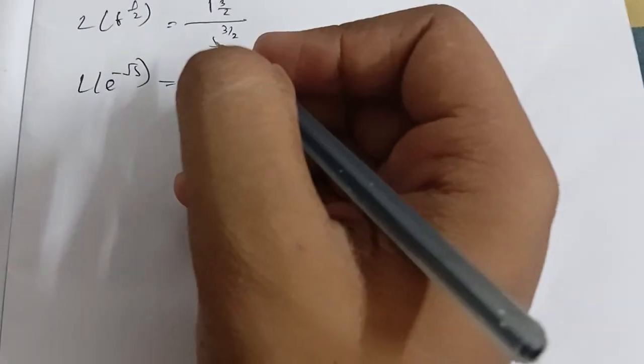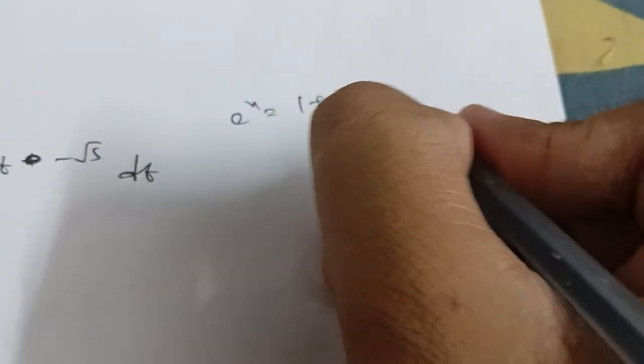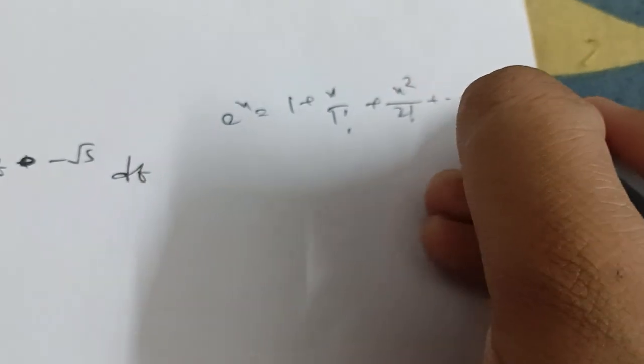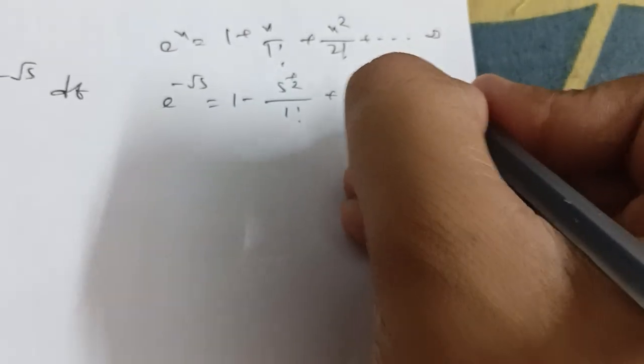Now another one: Laplace of e power minus root s. If you do this integration in any mathematical computation, e power minus st times e power minus root s dt, it is a pretty tough integration, but how to do it? We will do it by Laplace. The e power x expansion is 1 plus x by 1 factorial plus x squared by 2 factorial, and so on till infinity. So e power minus root s is equal to 1 minus s power half by 1 factorial plus s by 2 factorial minus s power 3 by 2 by 3 factorial, till infinity.